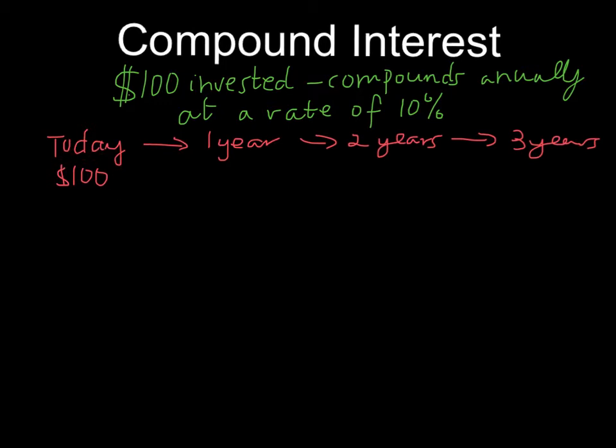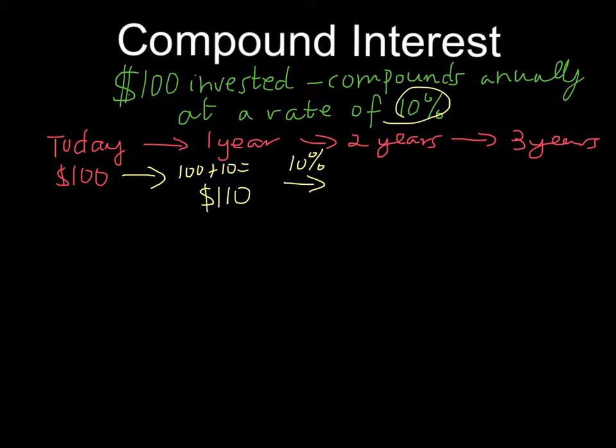in 1 year's time, I'm going to earn 10% interest. So 10% of $100 is $10. So in 1 year's time, I would have $110. After another year, though, I would then earn an extra 10% interest.